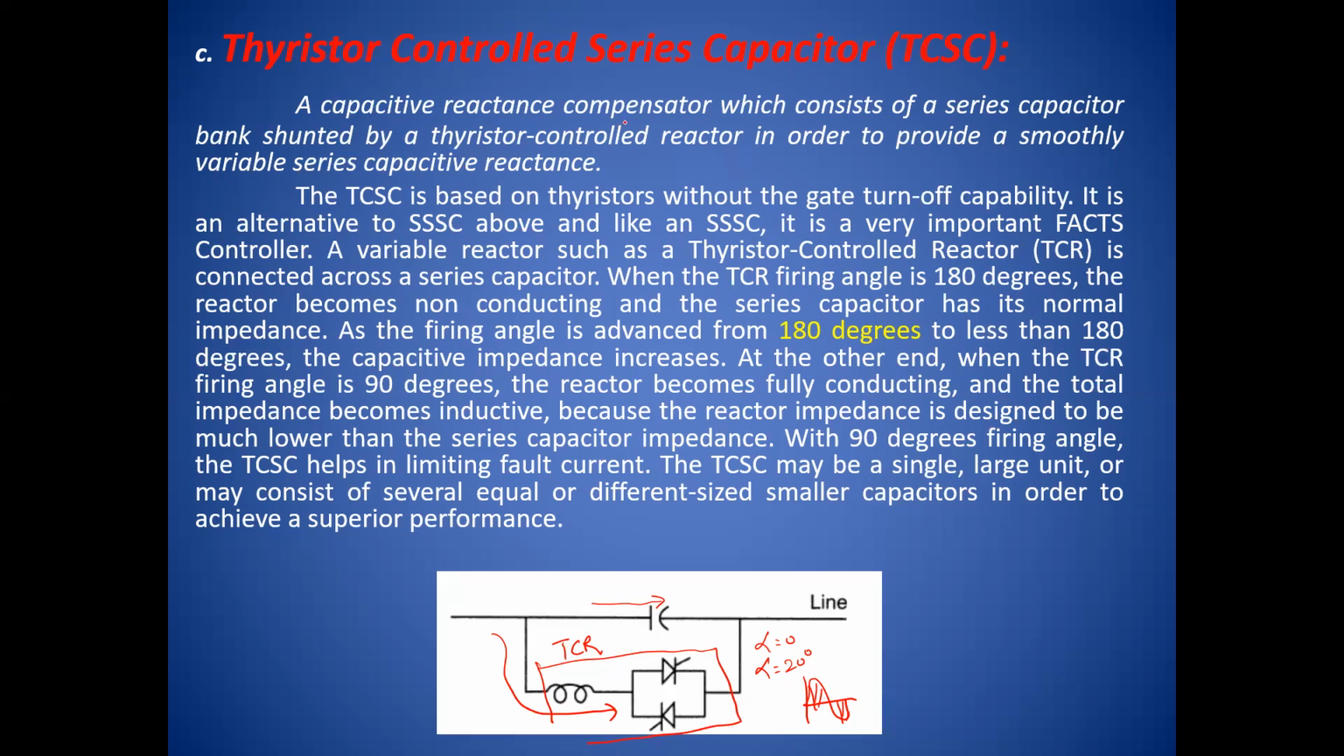A capacitive reactance compensator consists of a series capacitor bank shunted by a thyristor controlled reactor in order to provide a smooth variable series capacitive reactance. So for today's lecture we will stop here, and next time we will continue this topic.